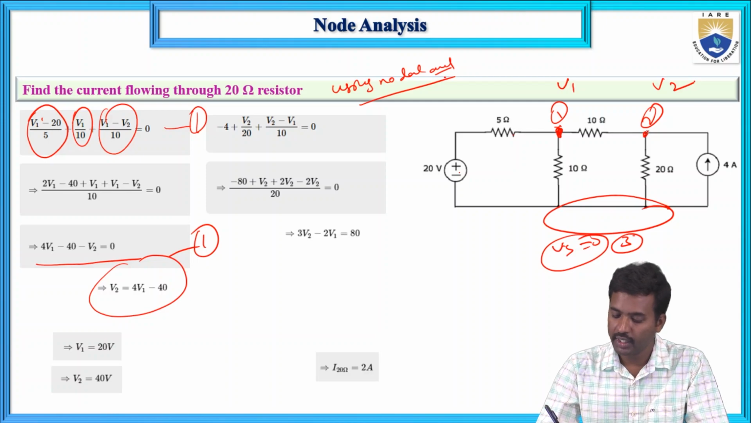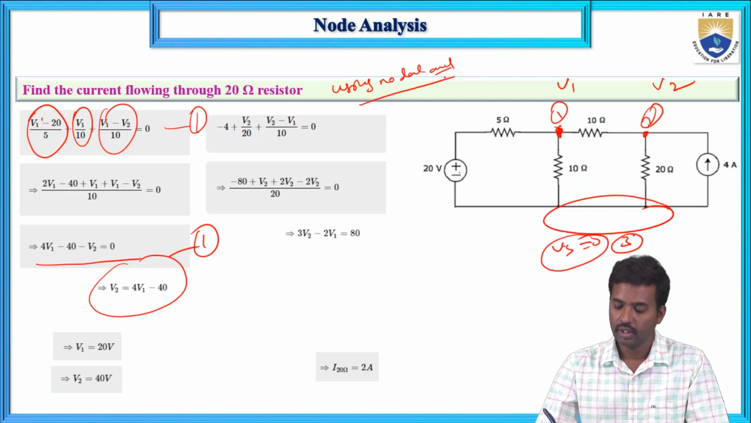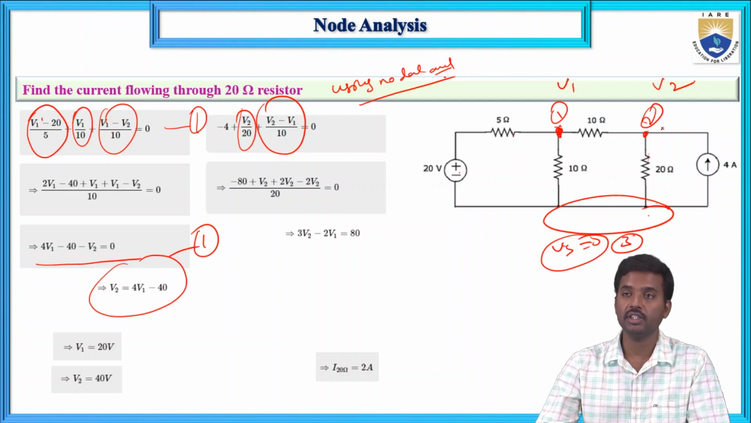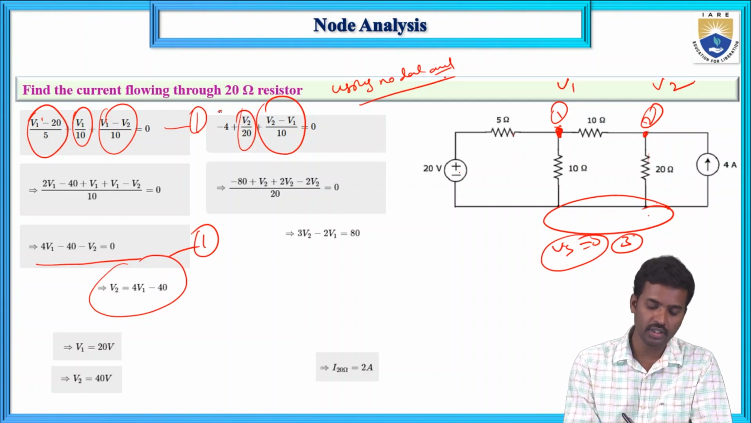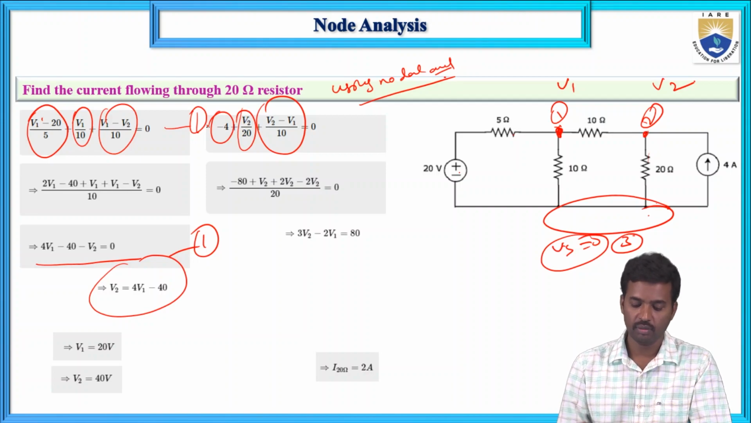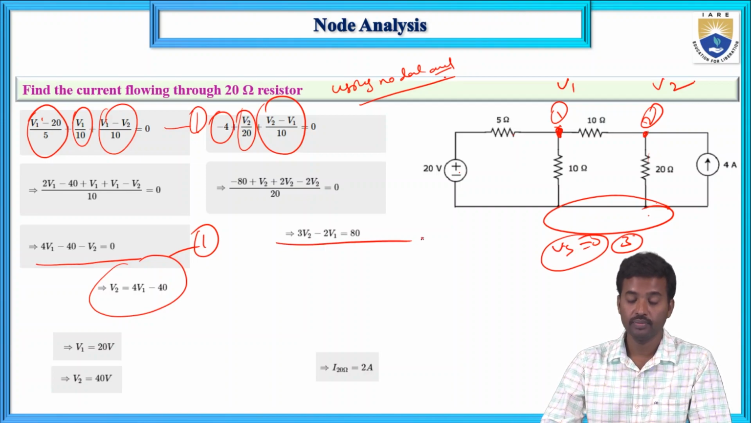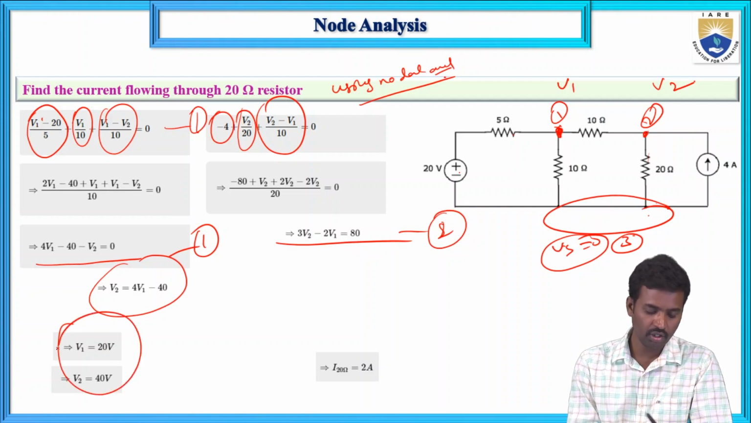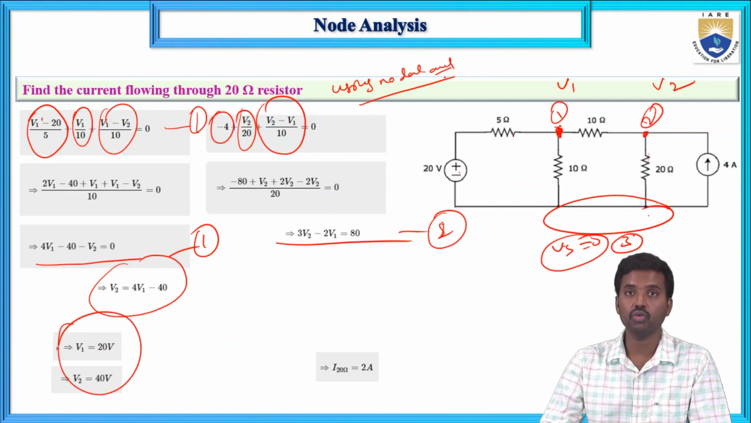Now if you apply KCL at this node, V2 minus V1 by 10, and V2 minus V3, that means 0, by 20. It is entering current, so LHS side is minus and RHS side is plus. The simplified equation is 3V2 minus 2V1 equals 80, that is equation number 2. Solve these two equations and you will get V1 and V2: V1 equals 20 volts and V2 equals 40 volts.